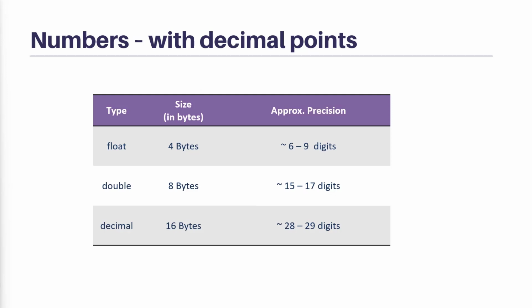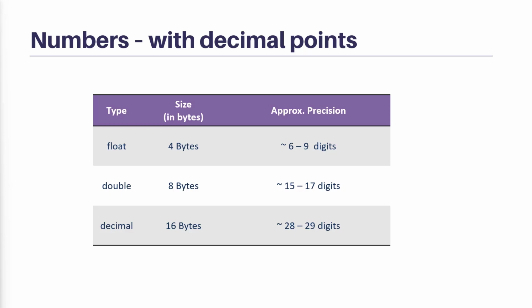These three types differ only in the precision they offer. Precision means how many digits after the decimal point can be stored without automatically rounding the number. Float offers precision of approximately 7 digits after the decimal point. Double offers precision of around 15 digits after the decimal point. The decimal data type offers the highest precision of around 29 digits.